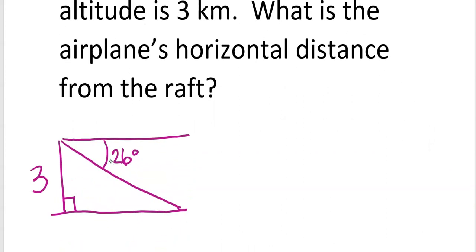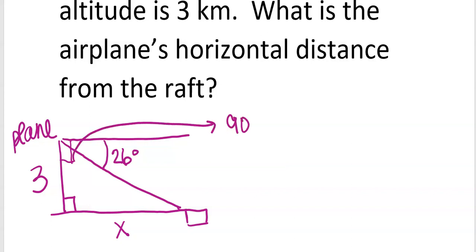What is the horizontal distance from the raft? So the raft is down here. Airplane up here. Okay, so they want to know that part right there. Now, if we have something like this, wouldn't this form a right angle here too? So you remember how we had to divide on the last one? What if we get those wrong every single time we do them? If we wanted to, we could take and find this angle right here, which would be 90 minus 26. And if you do that, you can multiply every time you do this.